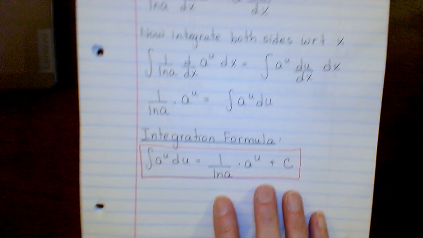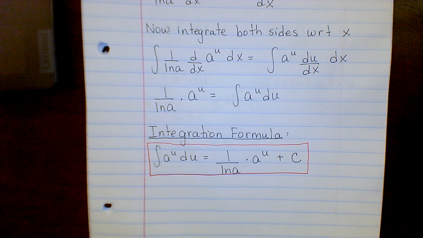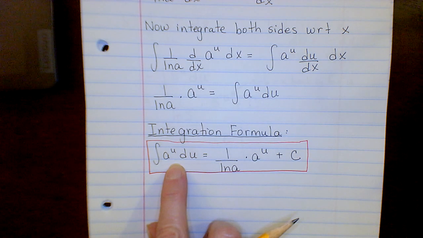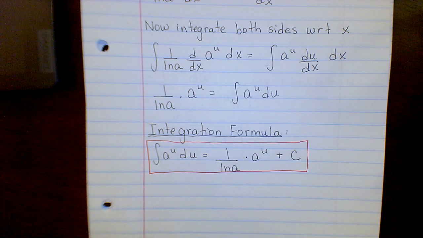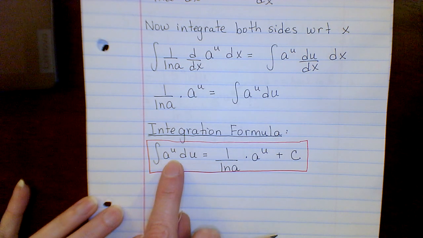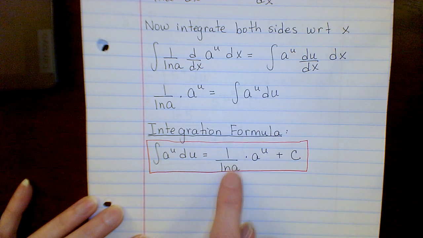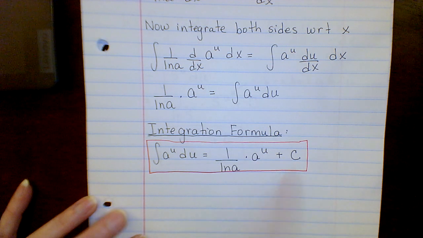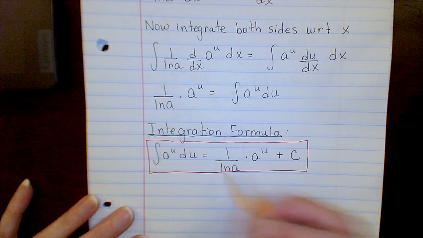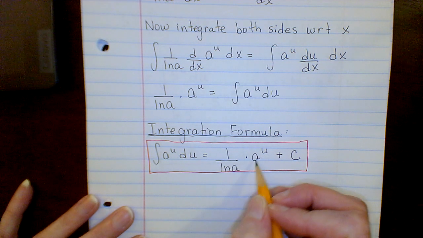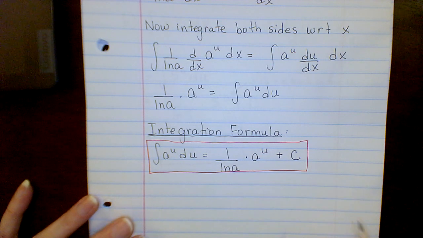So really what I'm showing you is how I'm able to get this integration formula from the derivative formula that we have. So we get this integration formula that the integral of a to the u du is 1 over ln a times a to the u plus c. You could combine these if you wanted to and just write it as a to the u over ln a.